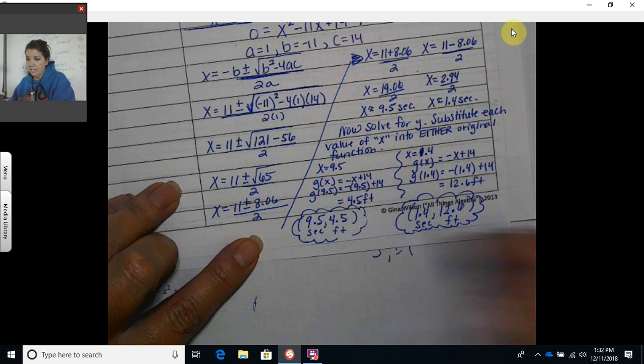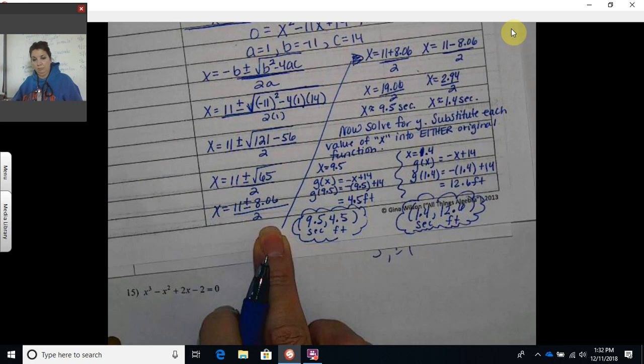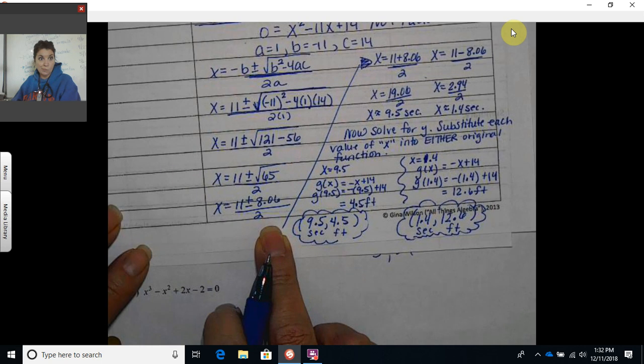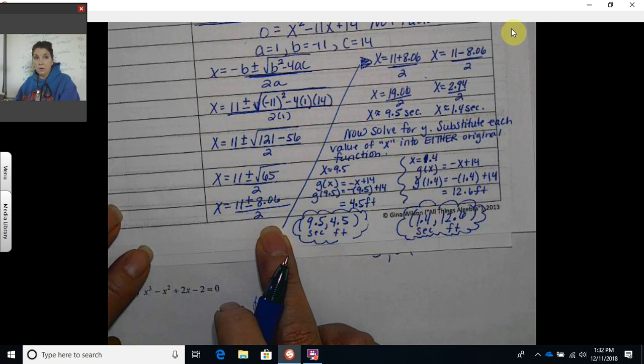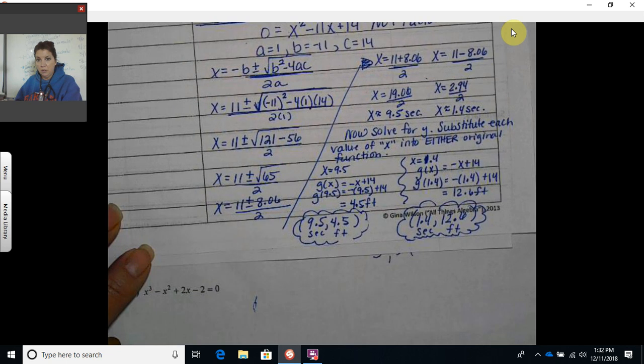All right, example 2, backside. I'm going to go ahead and turn it. If anybody needs my paper when I'm finished, then you're more than welcome to borrow it. Okay?